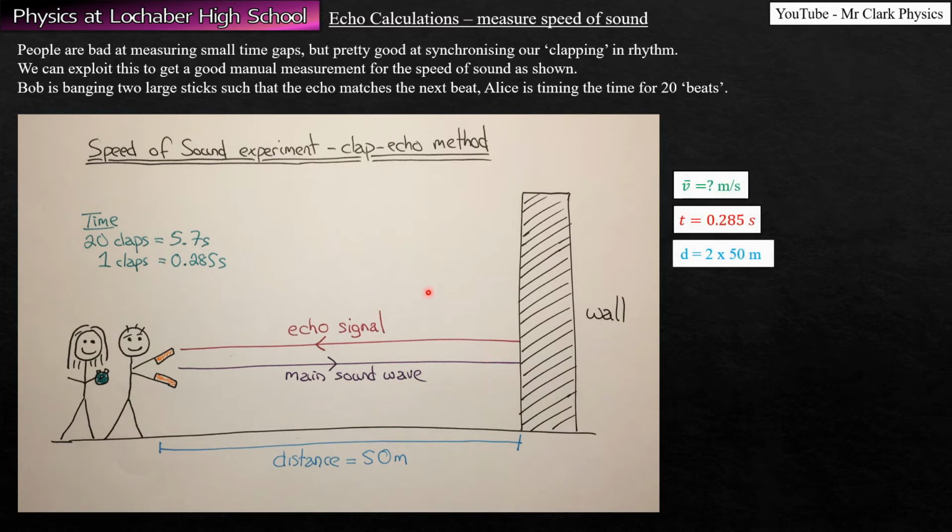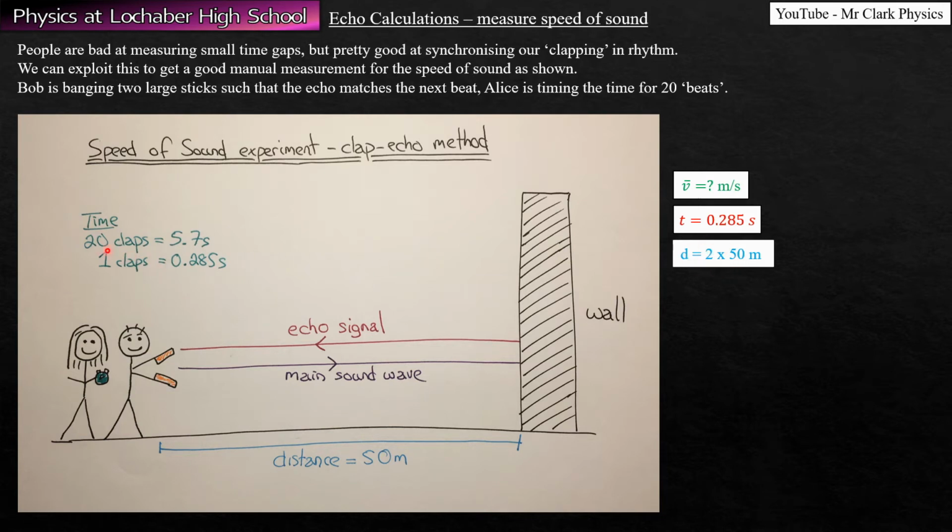And in this case, we have a distance, and here's where it gets tricky. It's not 50 meters, but it's actually 100 meters. You see, the sound wave is traveling all the way to the wall and then back again. That's what has to happen between each clap. So our distance is double the measured distance, and it's 100 meters.